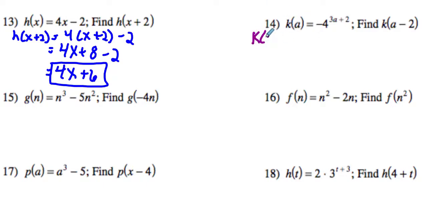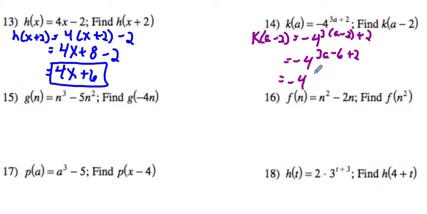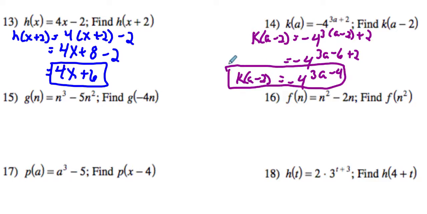K of a minus 2, replace every a with a minus 2, do my distributive property in my exponents, combine like terms in the exponent, and that's the farthest I can go. So k of a minus 2 is negative 4 to the 3a minus 4 power.